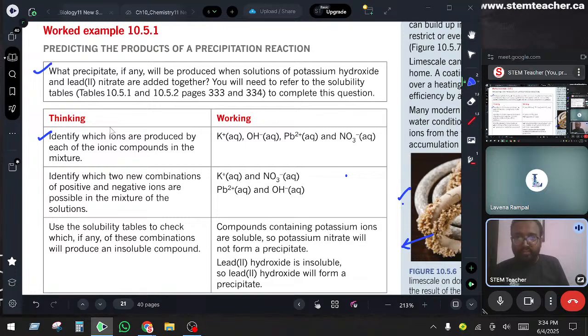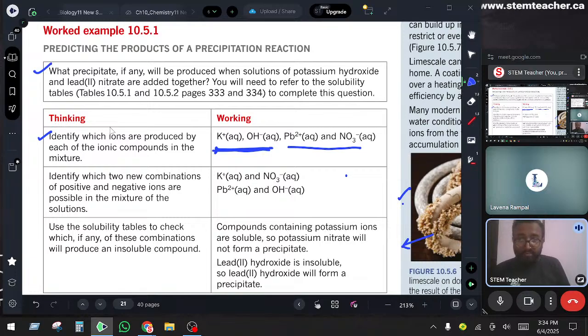What he is doing, he is adding potassium hydroxide, KOH. Here the ions are K plus and OH minus. And next, what is this? Lead nitrate, Pb(NO3)2, Pb2 plus and NO3 minus. It is aqueous, aqueous, aqueous. Each and everything is in liquid form. Identify which two combinations of positive and negative ions are possible in the mixture of the solution.